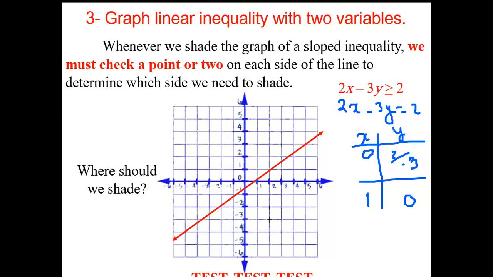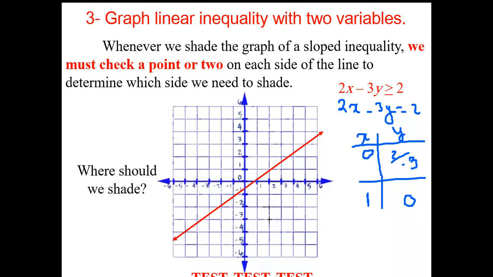Let's replace x and y by 0, 0 and see if it verifies the inequality. So I will have 0 minus 0 bigger or equal than 2. So 0 bigger or equal than 2. Is it right that 0 is bigger or equal than 2? No, this is not right. So I will not shade where 0 is. I will shade the second part here, where 0 is not, because 0 doesn't verify it.